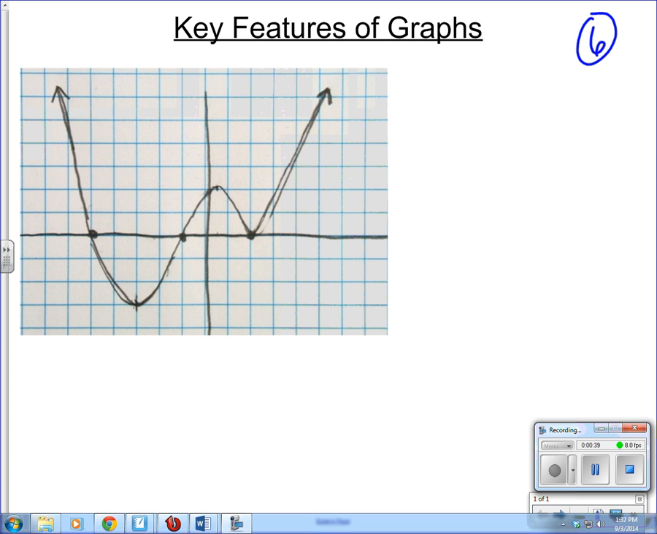Okay, so we will talk about some key features of this graph. So let's start with the domain. Domain is our x value. So what I like to ask kids is, does it go forever to the left and forever to the right? Will it cover the entire x-axis? And this is where you answer the question with a yes or no.